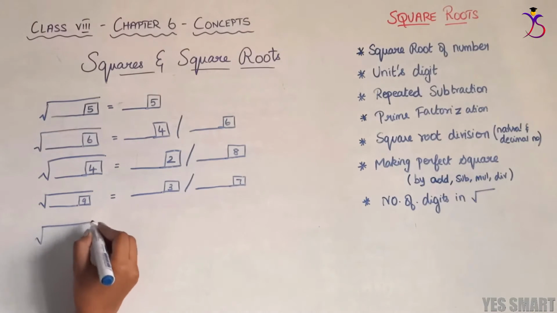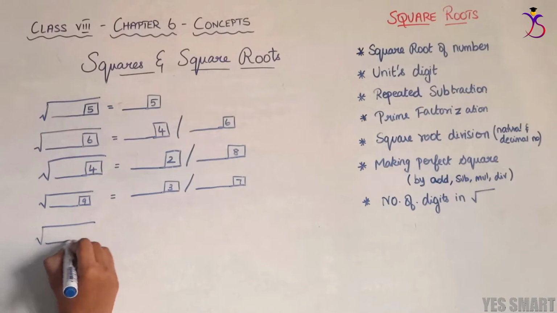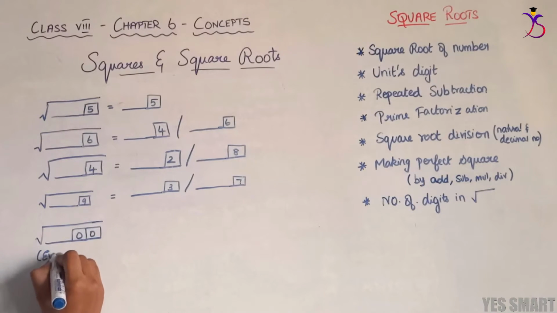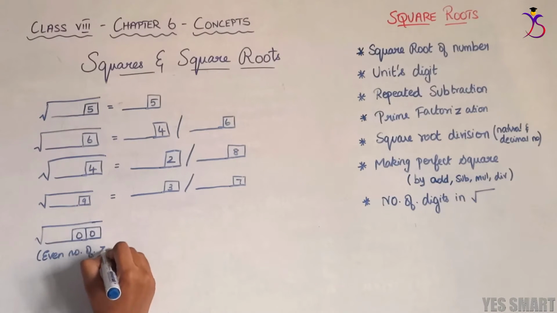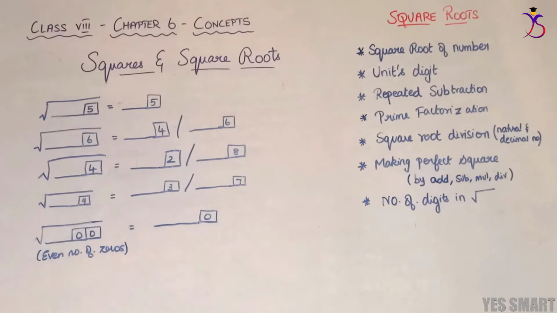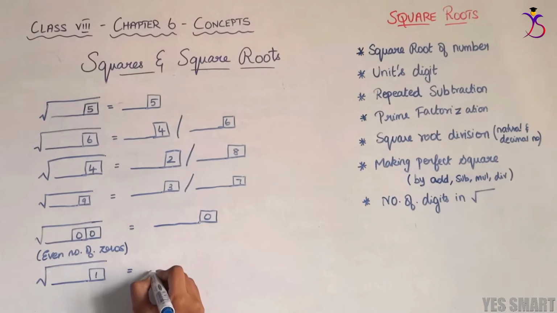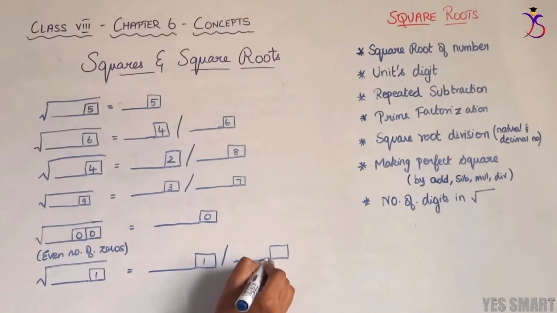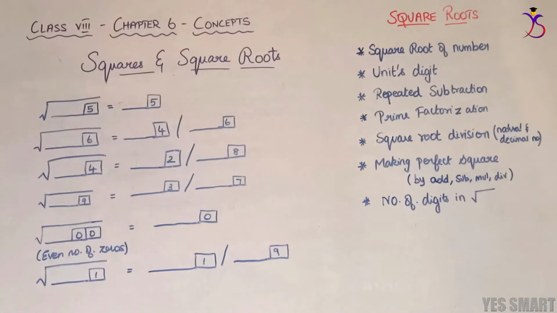And now when the units digit and tens place digit are 0, that is when we have an even number of zeros, while we take the square root, the units place of the answer will be 0, because any number ending with an even number of zeros can only be a perfect square number. Now the last case, when we take the square root of a number ending with 1, we will have the answer's unit digit as 1 or 9. Now let's dig into a few examples.